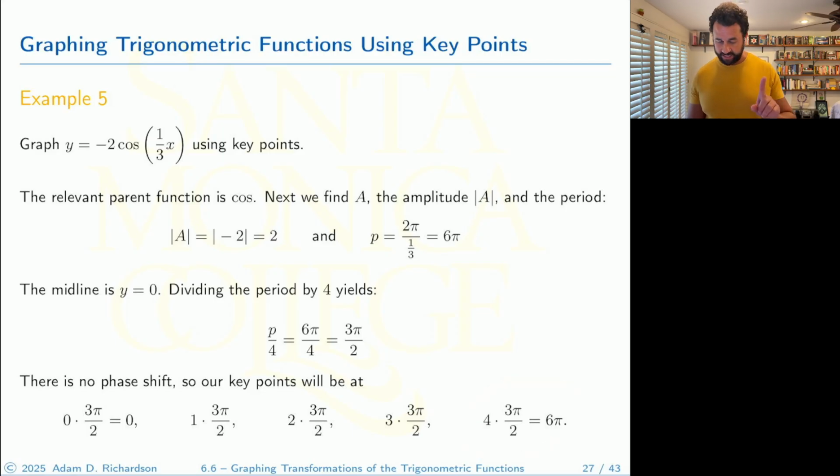There's one last detail here, and it's this. Notice that A is negative, right? A is negative. So because A is negative, we're going to get a vertical reflection. So normally cosine would look like that. Now it's going to look like this. Our graph is going to look flipped. So that's what it should be.